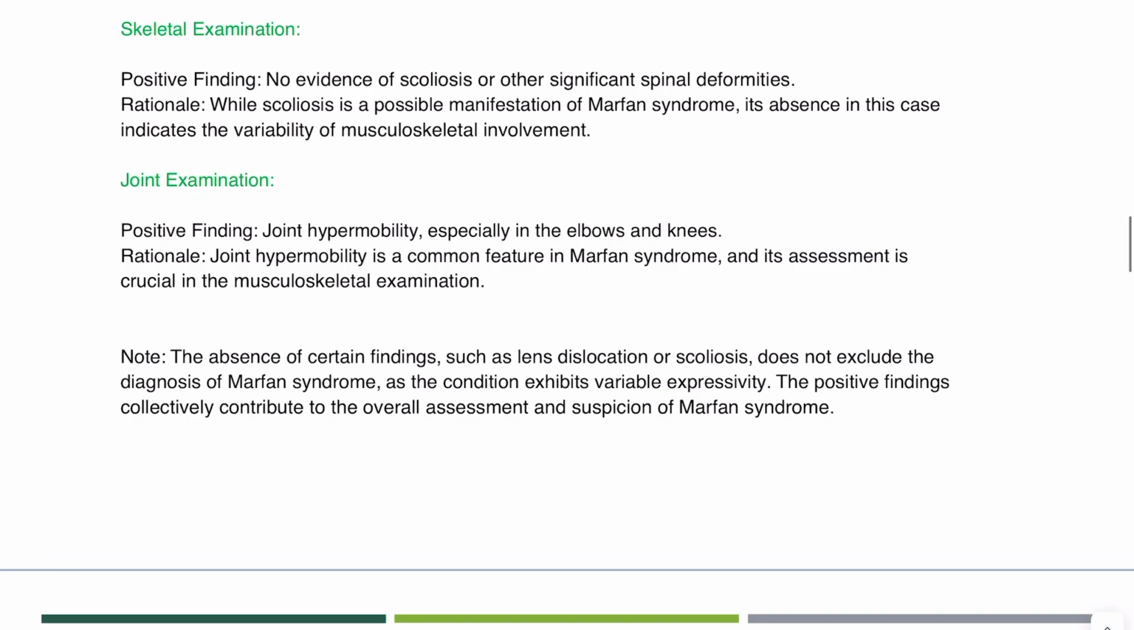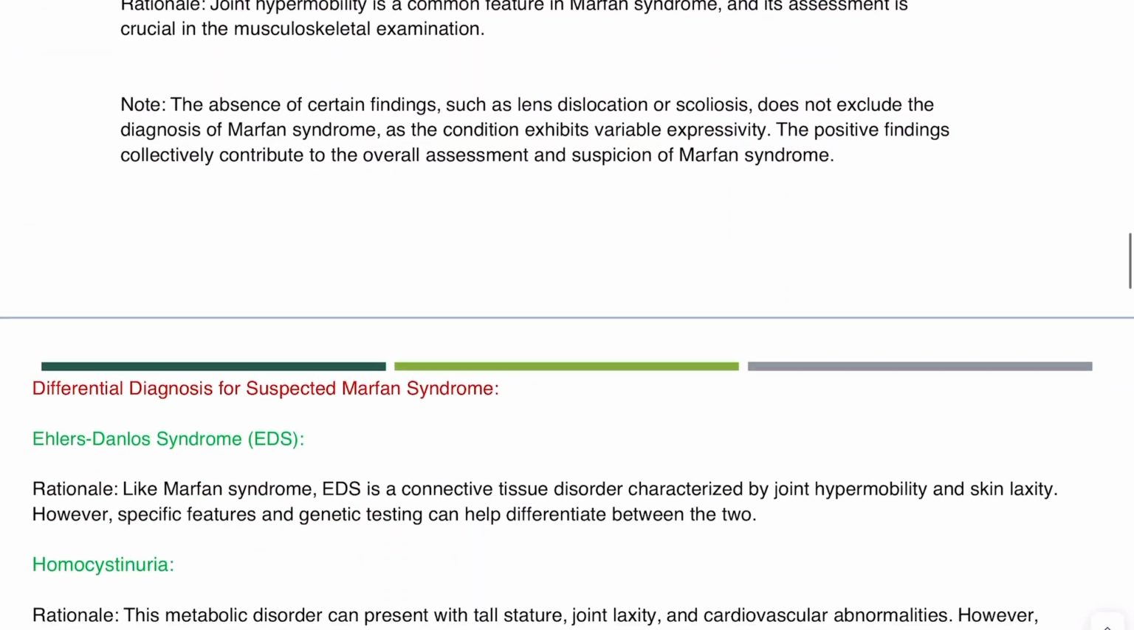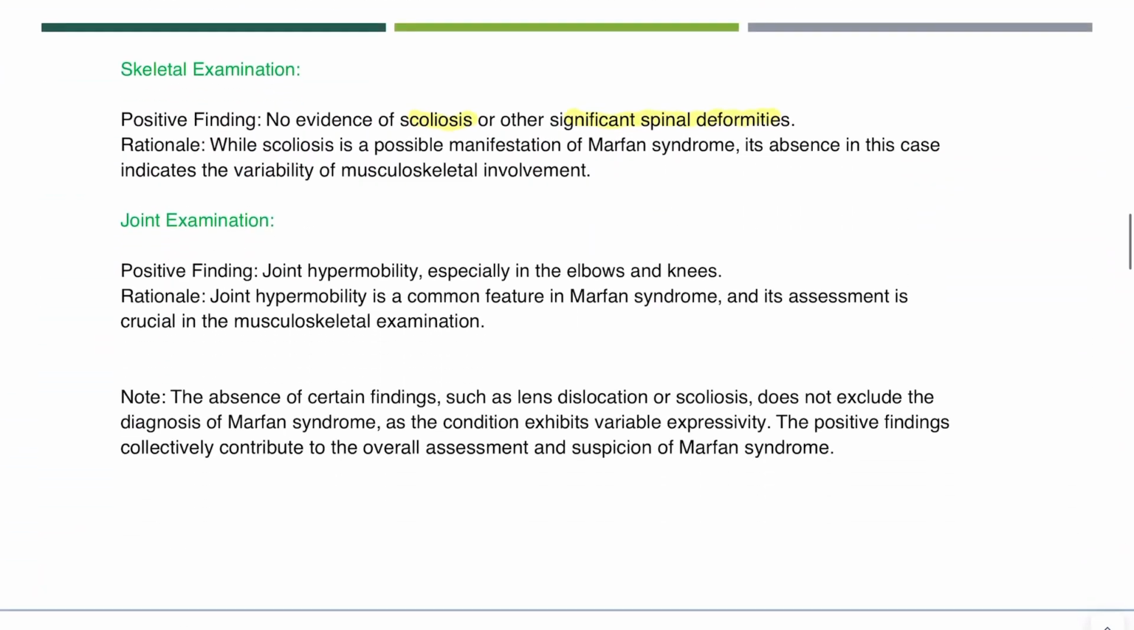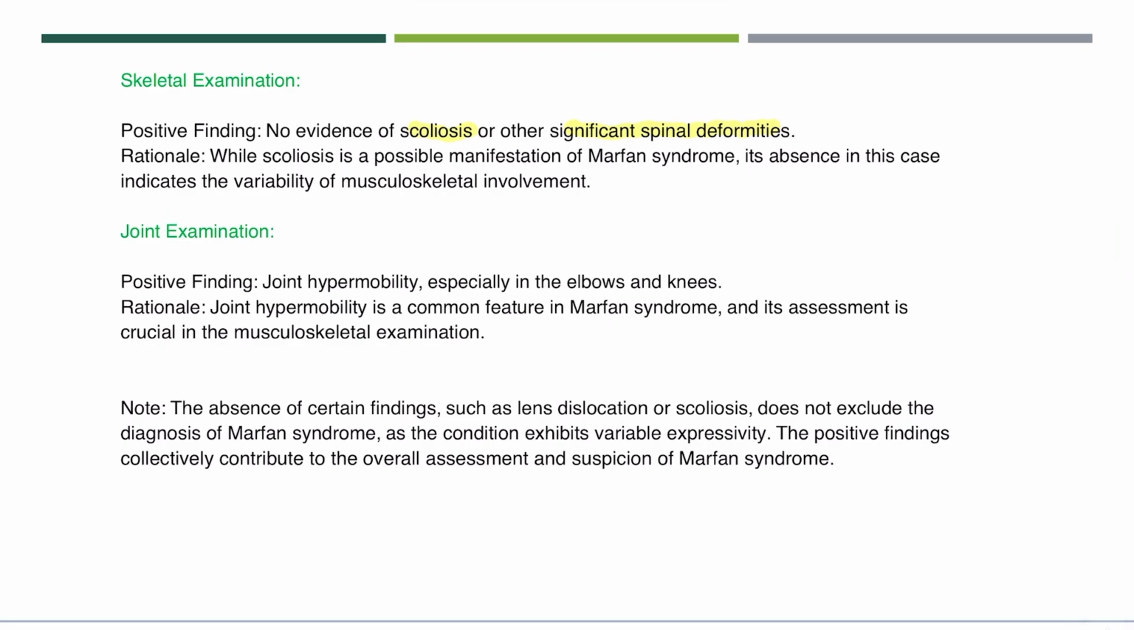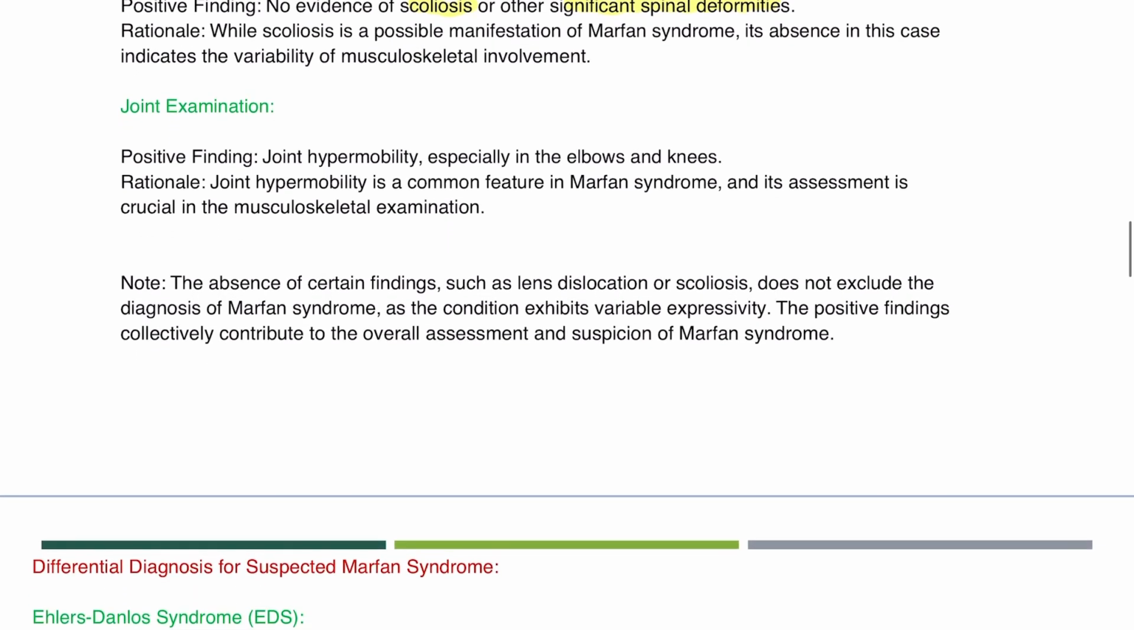Then we'll move on to the skeletal examination, and we want to look for any scoliosis or any significant spinal deformity. You know that Marfan syndrome is associated with pectus excavatum or pectus carinatum. So just look at the chest and look at the spine also. It's better to palpate the spine. And then we will do the joint examination. Hypermobility I already mentioned.